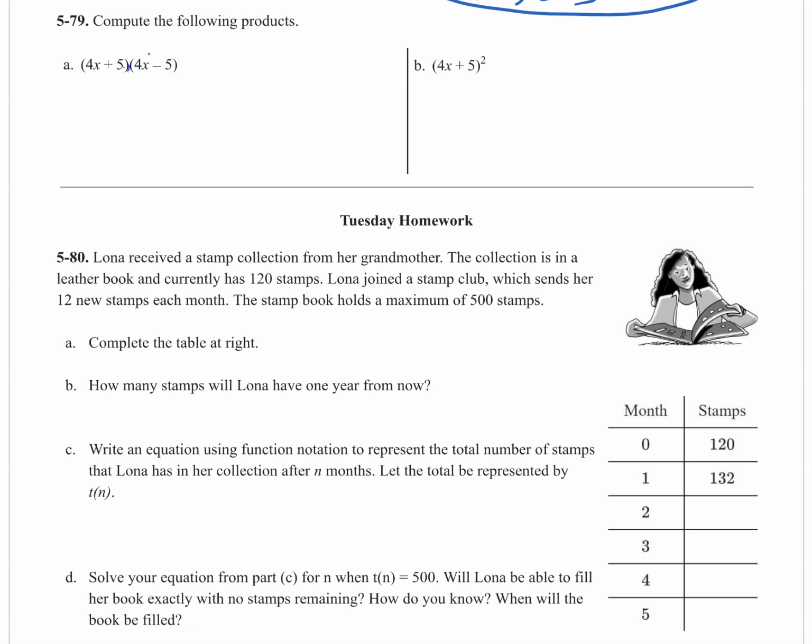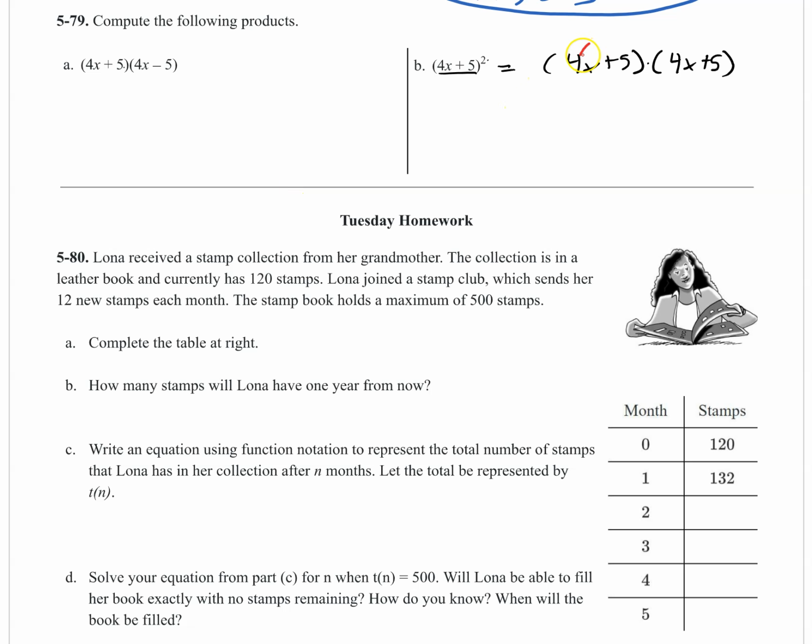579. I'll let you do this one. I'll do part B. Don't write 16x squared plus 25. That's wrong. First thing you do is rewrite it. When you have something raised to the power 2, that means you have to repeat it 2 times, repeated multiplication.